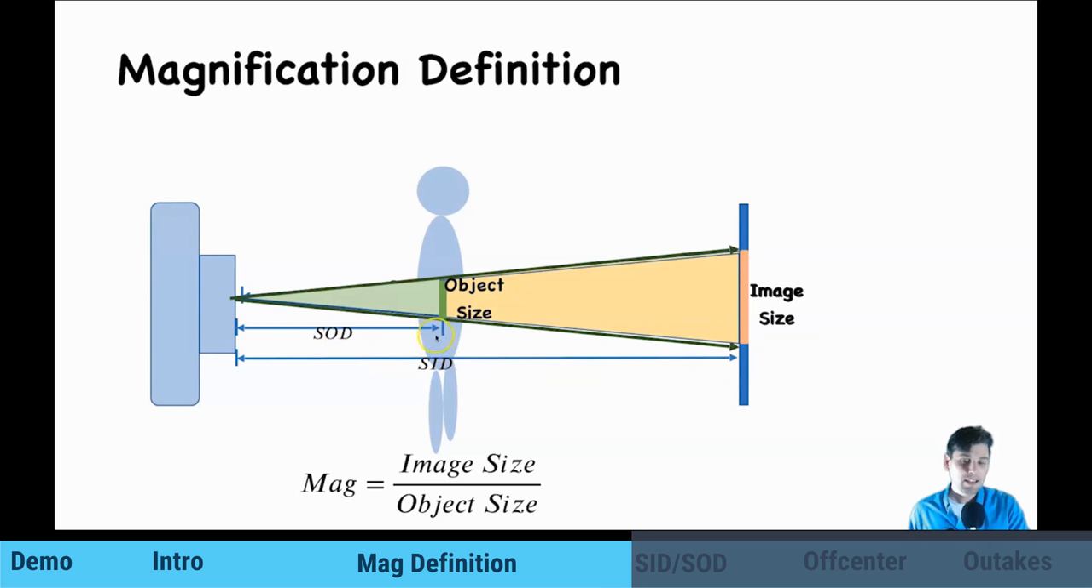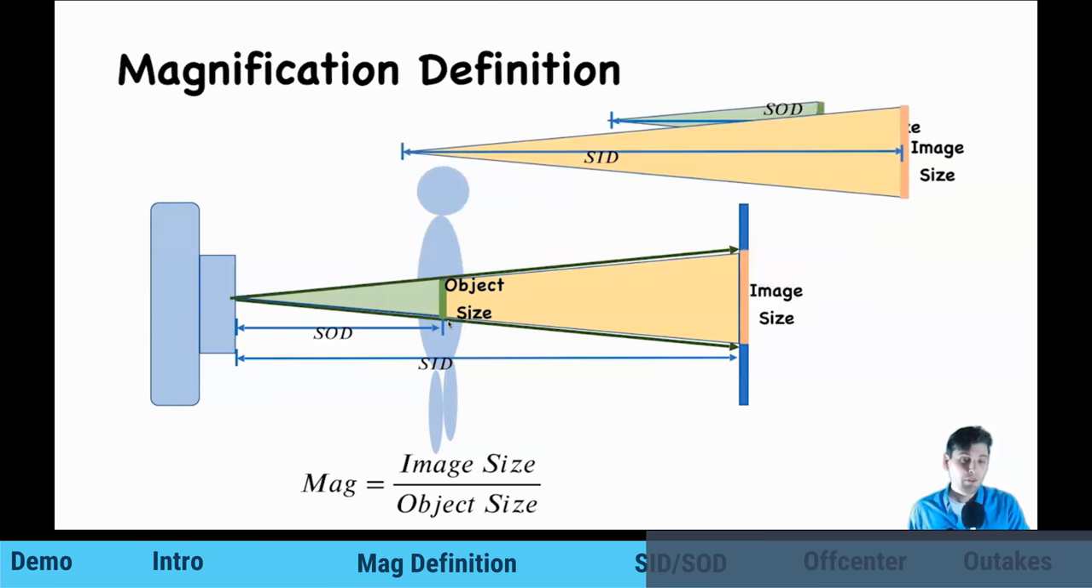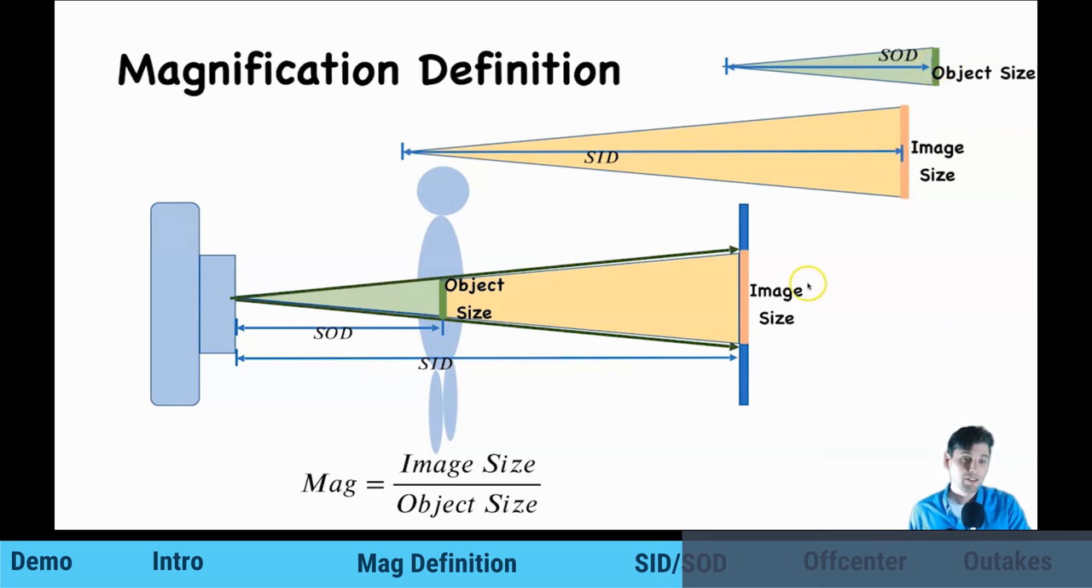And then what we can see is these are actual similar triangles. So if we expand them out, we see that these are similar triangles, so that this SID is proportional to this image size in the same way that this SOD is proportional to this object size. So we can just write this equation here using the fact that we have similar triangles. The magnification is the image size divided by the object size, which is equal to the SID divided by the SOD. So we can solve this for any one of these factors.